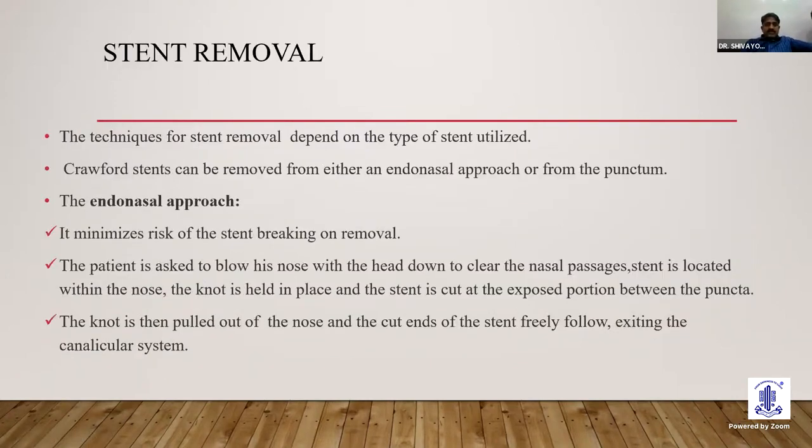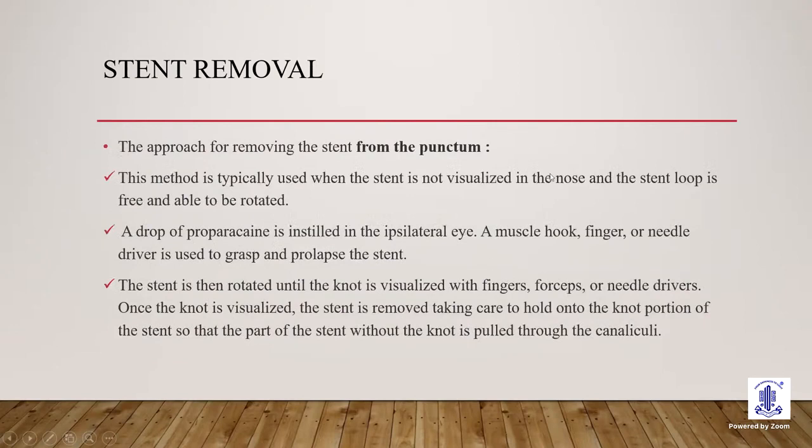Coming to stent removal, the techniques depend on the type of stent utilized. Crawford stent, I tend to remove at 4 to 6 months. There are two approaches, the endonasal approach and the open approach. Through the eye, you can remove it, or endonasally through the endoscope. If you have it in your OT, just go into the nose, identify the knot, cut it and remove it. It's easy. I mostly do the stent removal from the eye side, where I identify the stent, cut it and try to remove it through the nose. This is an office procedure, an OPD procedure. I try to remove it after 4 to 6 months.